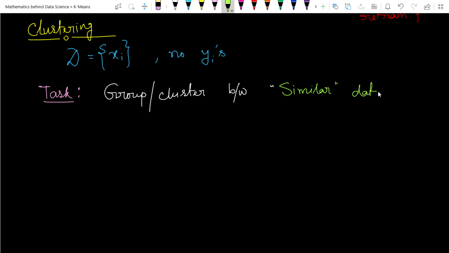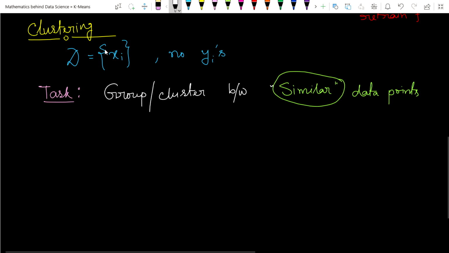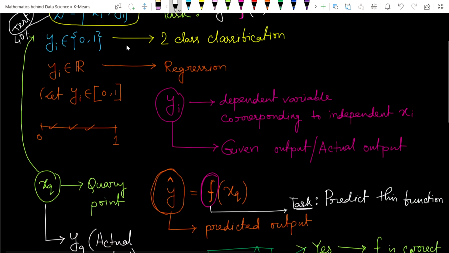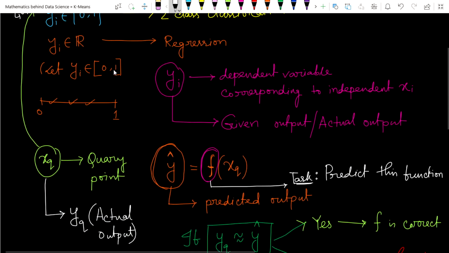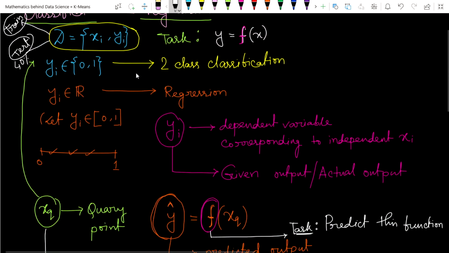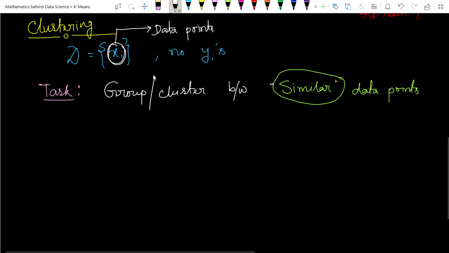Data points means I am talking about this xi. This is the data point, so don't be confused about this terminology. Actually, I have used the mathematical terms dependent variables and independent variables, but practically these are the data points, which we have already seen. That's the job we have to do here: find clusters between similar data points. Now the big question is, what kind of similarity?